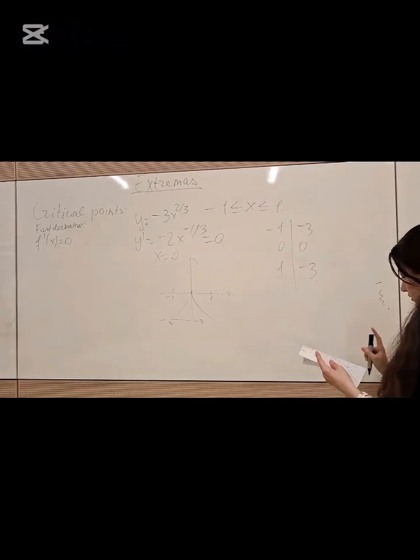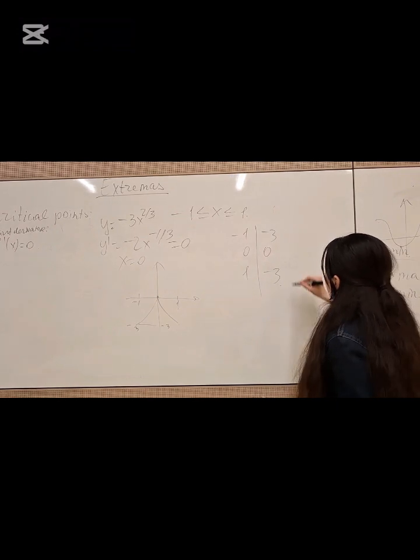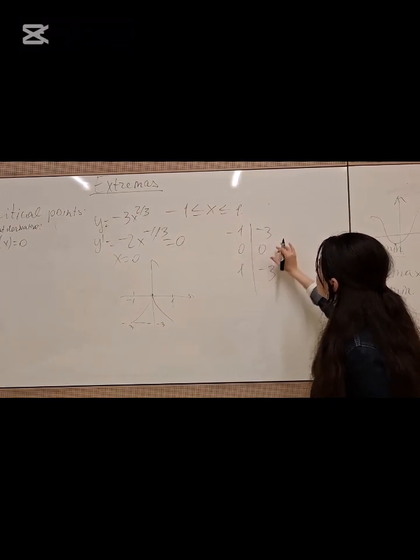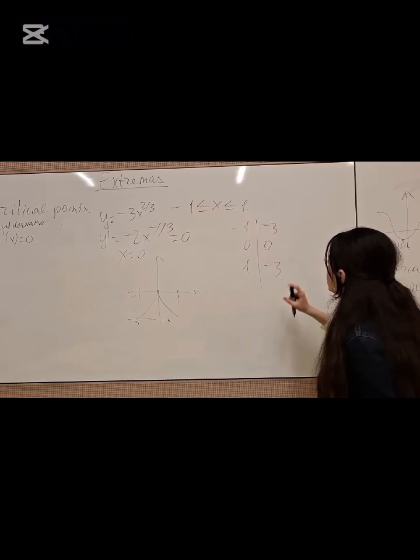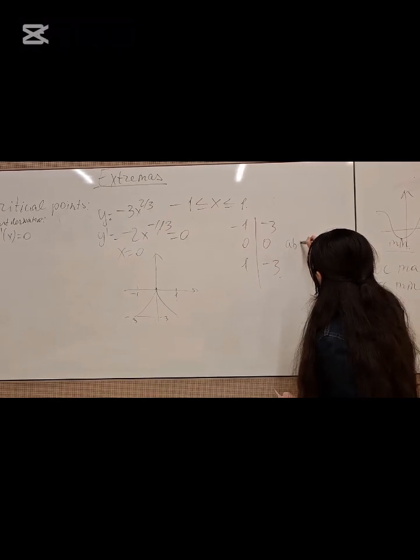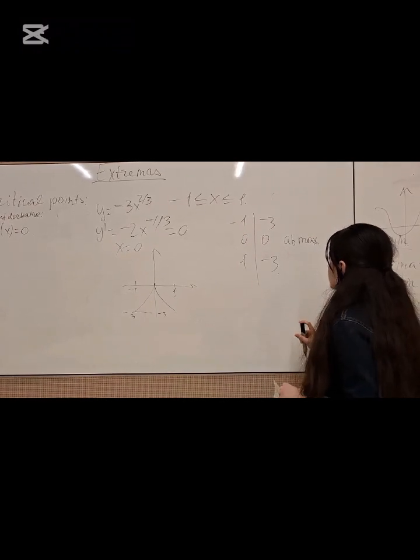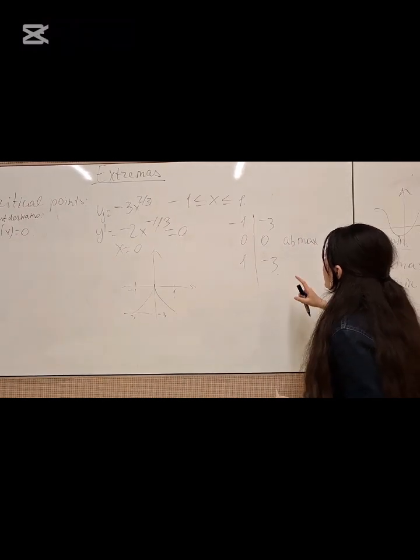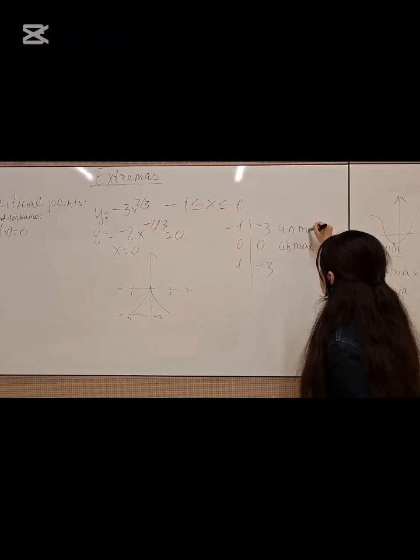And here we should find the absolute minimum and maximum. As you can see, we should look at the values. The biggest value here is 0, so it means that the absolute maximum appears here at x is 0 and y is 0. And these 2 points, since they are equal and they are less than this point, they are absolute minimums.